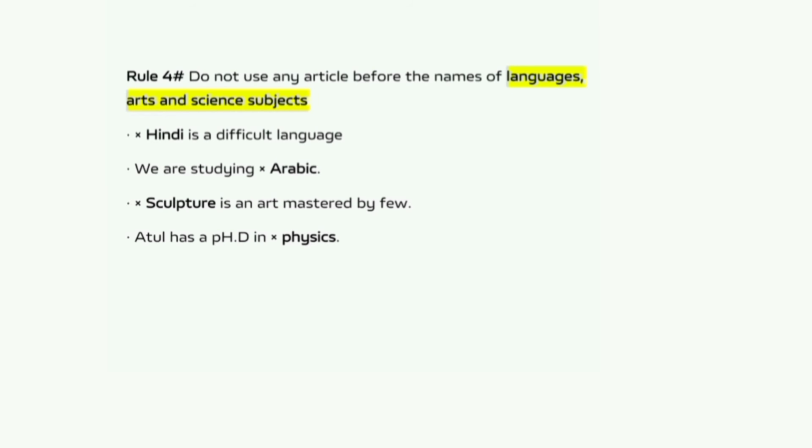Now, rule number 4. Do not use any article before the names of languages, arts, and science subjects. Like, Hindi is a difficult language. We are studying Arabic. Sculpture is an art mastered by few. And Atul has a PhD in physics.